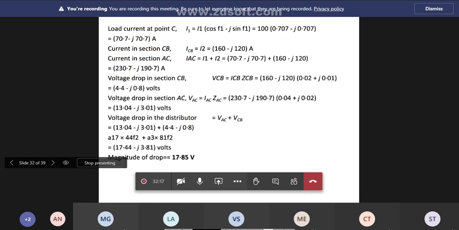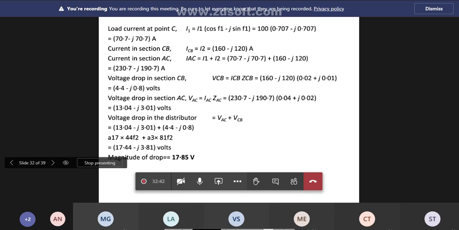Now the current at point C, that is I1. I1 cos phi 1, not F1, this is phi 1. I1 cos phi 1 minus j sin phi 1. I1 is nothing but 100, they have given 0.707 minus sin phi also the same. Then 70.7 minus j 70.7 amperes. Now the currents at the points we have to calculate.